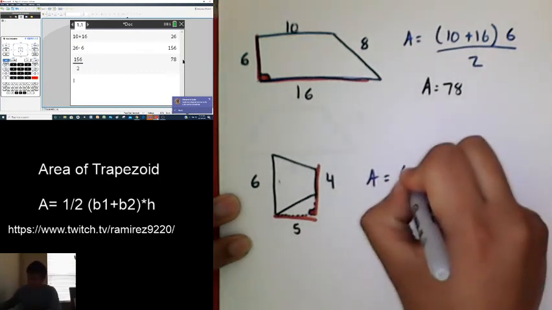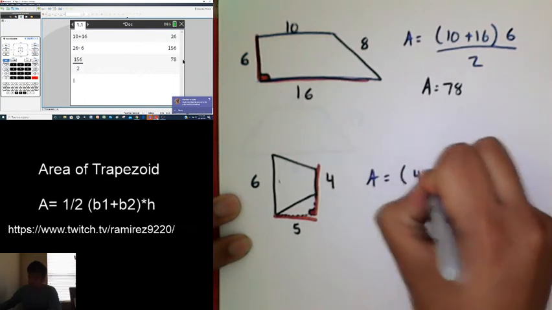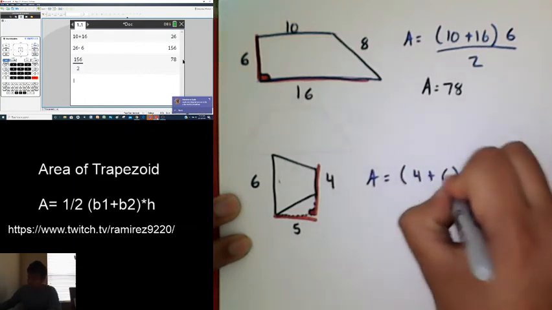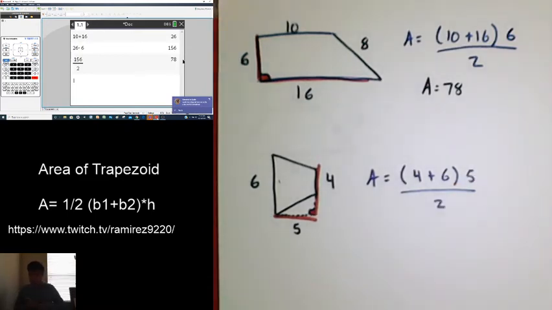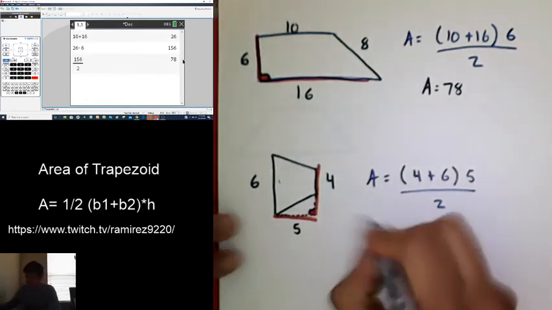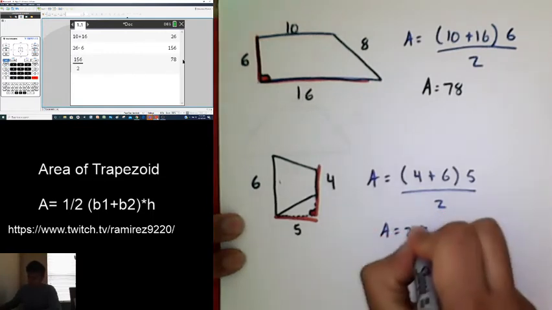base. So this is gonna be 4 plus 6 times 5 divided by 2. So that's 10 times 5, which is 50, right? And 50 divided by 2 is 25. So the area here is 25.